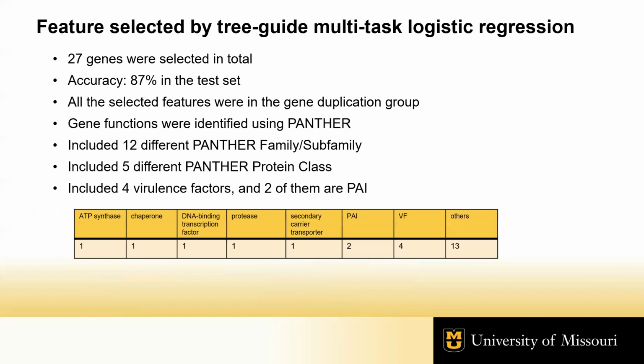27 genes were selected in total with a prediction accuracy of 87% in the test set. All the selected genes were in the gene duplication group, and the gene functions were identified using PANTHER software. It includes 12 different pathway families and subfamilies, and 5 different protein classes. Those selected genes also include 4 virulence factors, and 2 of them are PAI.